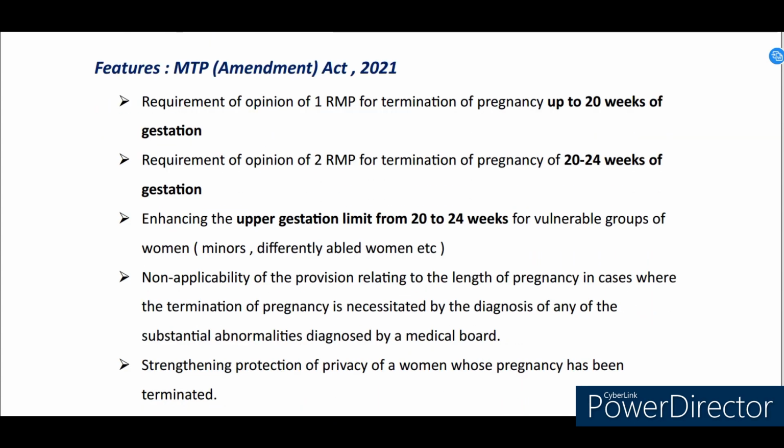Coming to the key features of MTP Act 2021, as we already know, initially it was till 20 weeks of gestation period, right? So they have enhanced the upper gestation limit from 20 to 24 weeks for vulnerable groups of women, which include minors, differently abled women, etc. So up to 20 weeks of gestation, we need only the opinion of one registered medical practitioner. And between 20 to 24 weeks of gestation, we need the opinion of two registered medical practitioners.